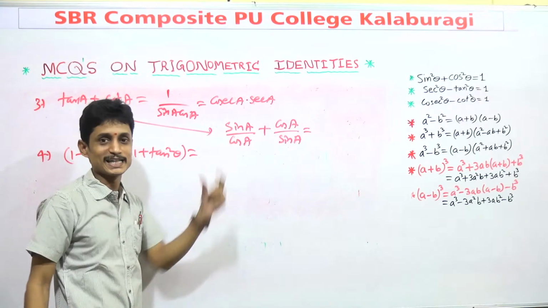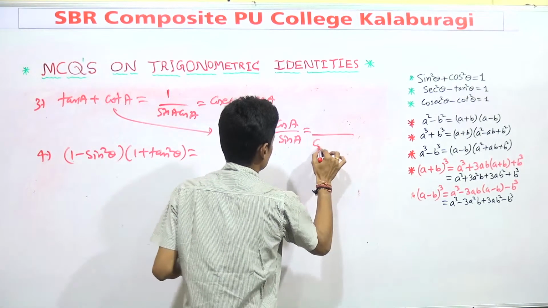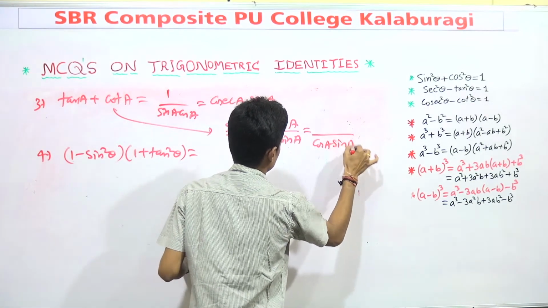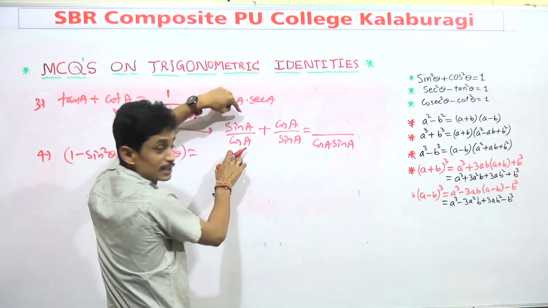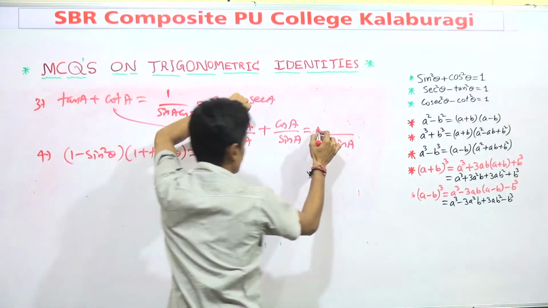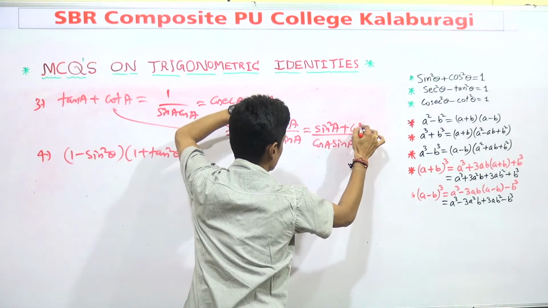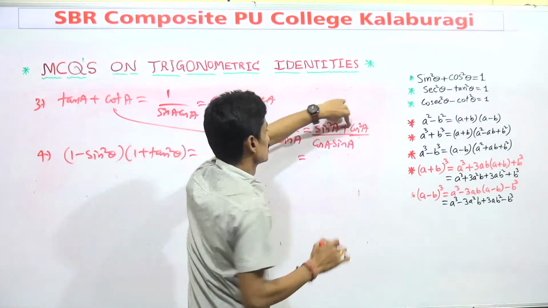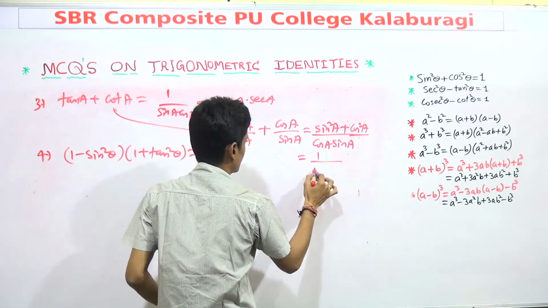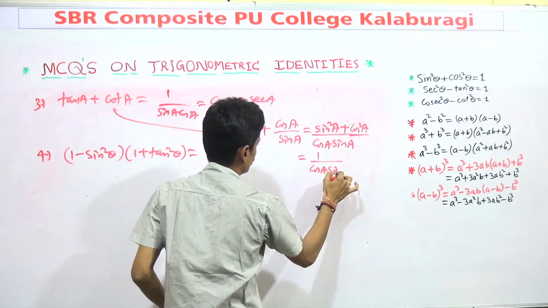Cross multiplication, take LCM, that is cos A into sin A. Here only cos A, there is no sin A term. Cross multiplication, it will be sin square A. Cross multiplication, that will be cos square A. That is the identity 1 divided by cos A into sin A.